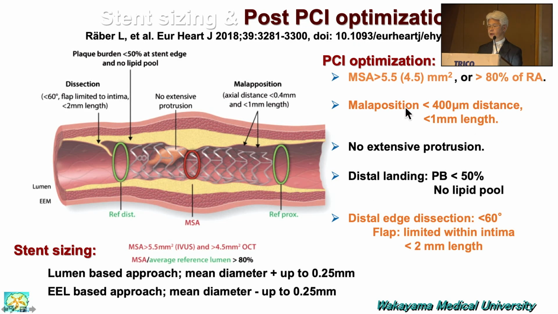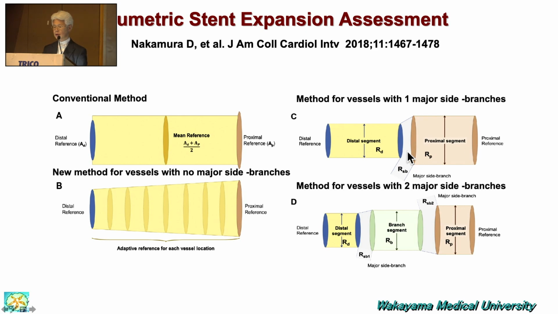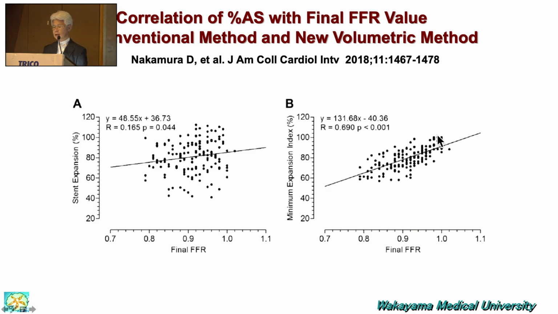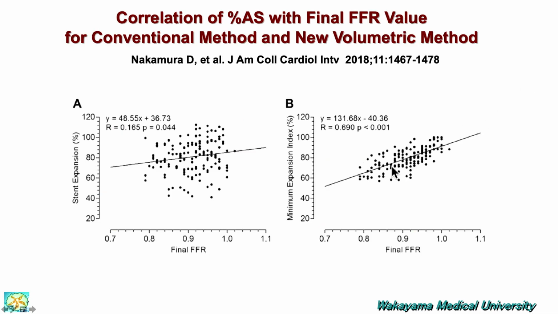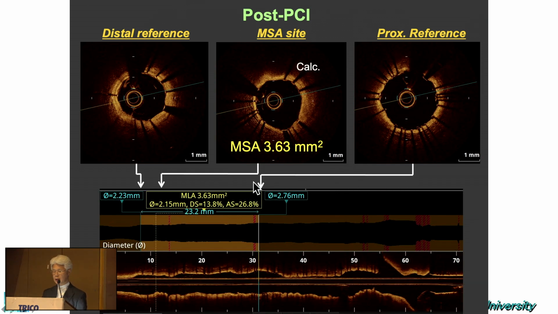And MSA should be 4.5 square millimeter by OCT and more than 80%, as Samir said, and the malposition should be less than 400 micron, and the edge dissection we try to check as shown in this slide. And as I told you, if there is a big branch, vessel size may be different compared with the proximal site, and if we use this technique, we can get a good correlation between physiology and intracoronary imaging. Then we move to the case.